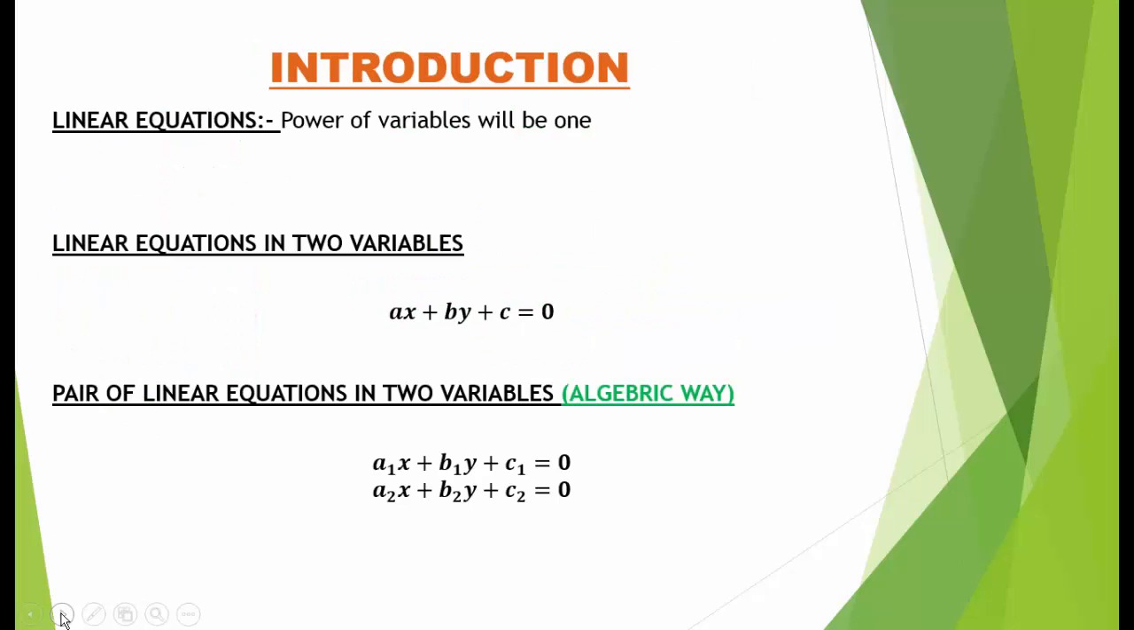And in the last class, we discussed what a linear equation is. A linear equation is a polynomial whose degree or order is 1. Two variables means there are two variables, that is x and y, and we use a pair of linear equations because we need two equations to solve two variables. If we want to solve only one variable, we need only one equation, but for two variables we need at least two equations, and similarly for three variables we need at least three equations.